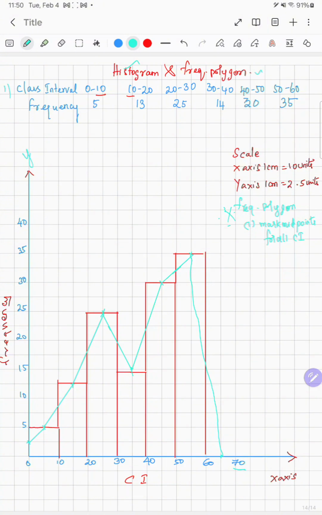The area under the frequency polygon is roughly equal, or proportional, to the total frequency of the data. That's all. With this we are completing the histogram and frequency polygon. One more question I will do for the frequency polygon using just the midpoints alone. Thank you.